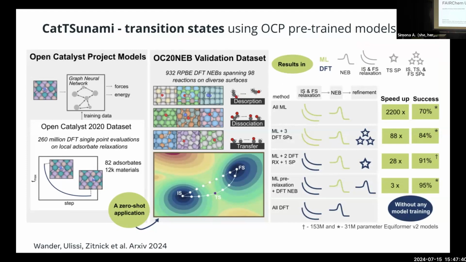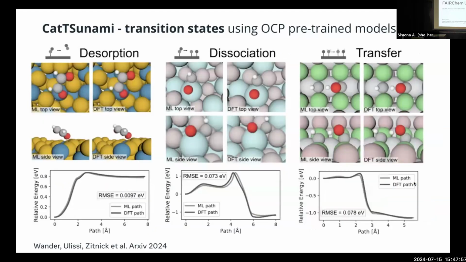That's already pretty exciting. If you're willing to do a couple of single points, just to verify the energies, you can get down to something like 100-fold speed up and 85%, and then several-fold speed up if you're doing more and more DFT calculations. And a lot of these pathways look really close to what you would have gotten with DFT.